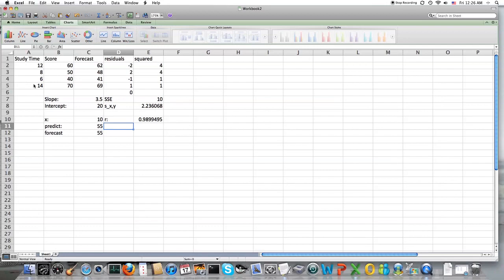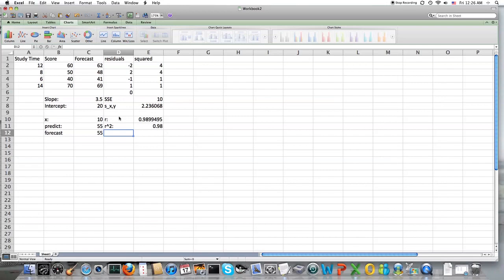And then because this number can be positive or negative, again, a lot of times we square it. So this will be equal to, let's see, that looks like E10 squared. And lo and behold, we get 0.98. And what 0.98 here tells us is there's variation in the y-scores. There's variation in the scores that people get on this test.